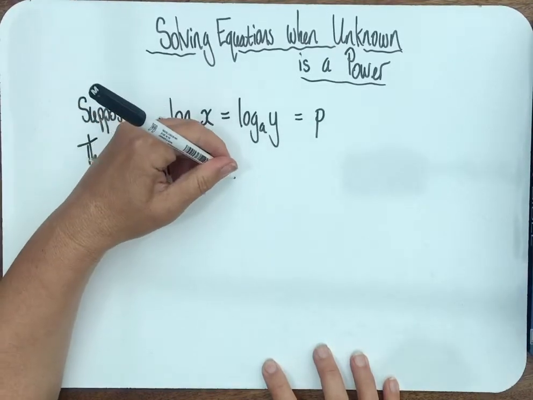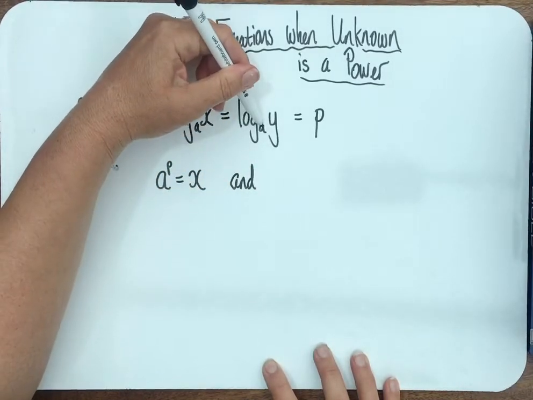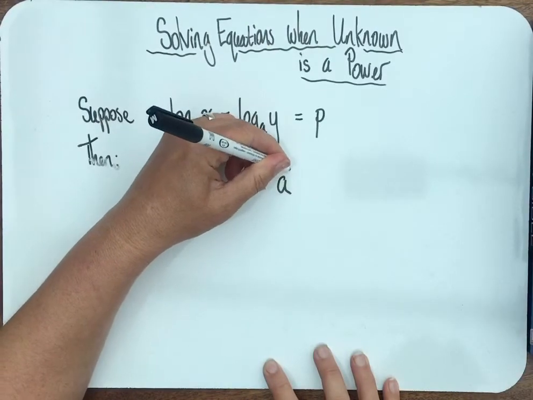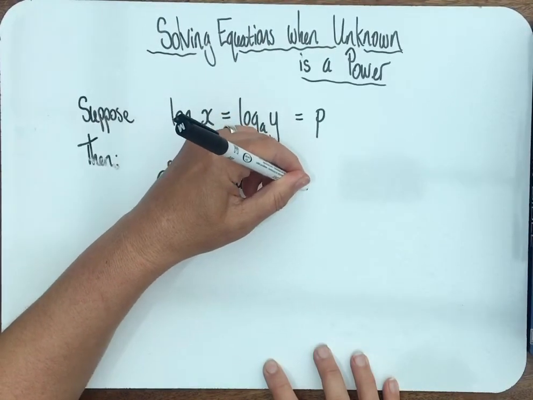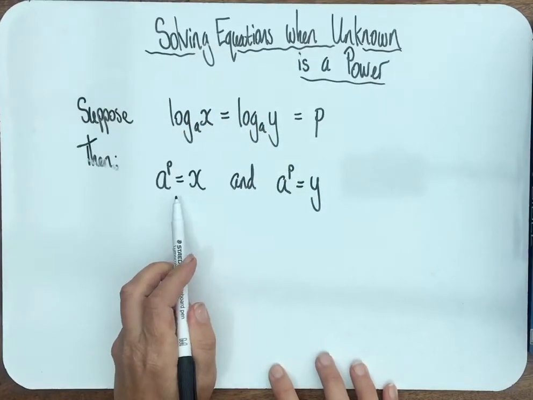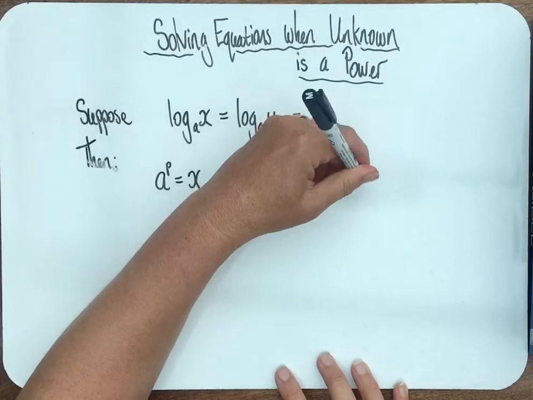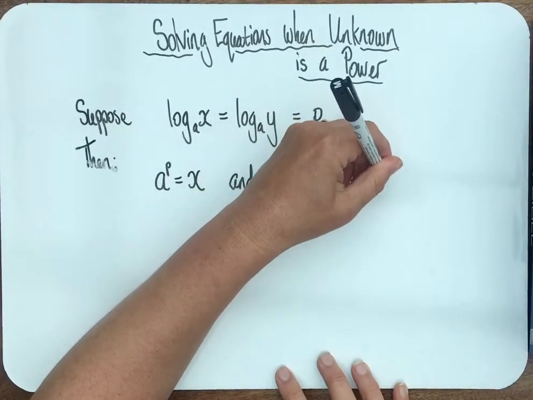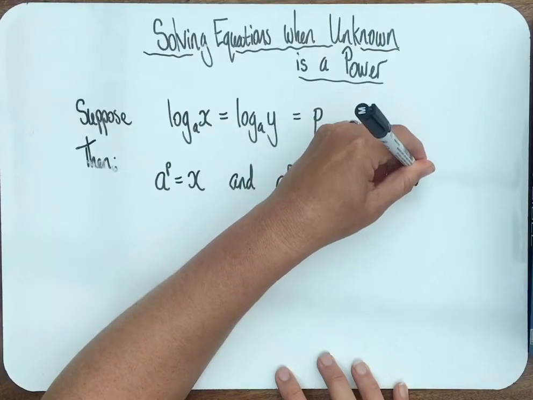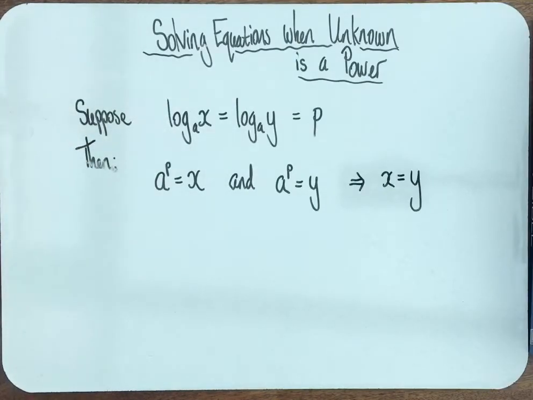And a to the power p is equal to y. And if x equals a to the p and y equals a to the p, then x must equal y. We're assuming that x and y are bigger than 0 so that we can take logs of them here.